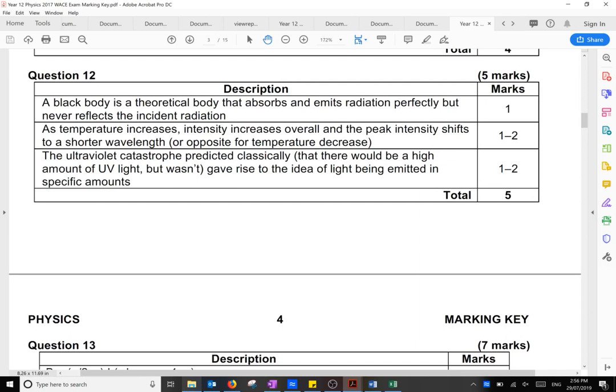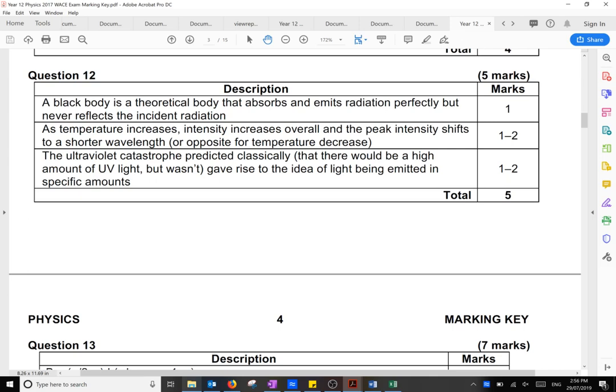So, the students needed to explain what a black body was. A theoretical object that emits and absorbs perfectly, blah, blah, blah, blah. As temperature increases, the intensity goes up, peak wavelength shifts to shorter. The ultraviolet catastrophe classically predicted a large amount of ultraviolet, but it wasn't observed. It gave rise to the idea of light being emitted in specific amounts or quanta. It's a very dilute response.